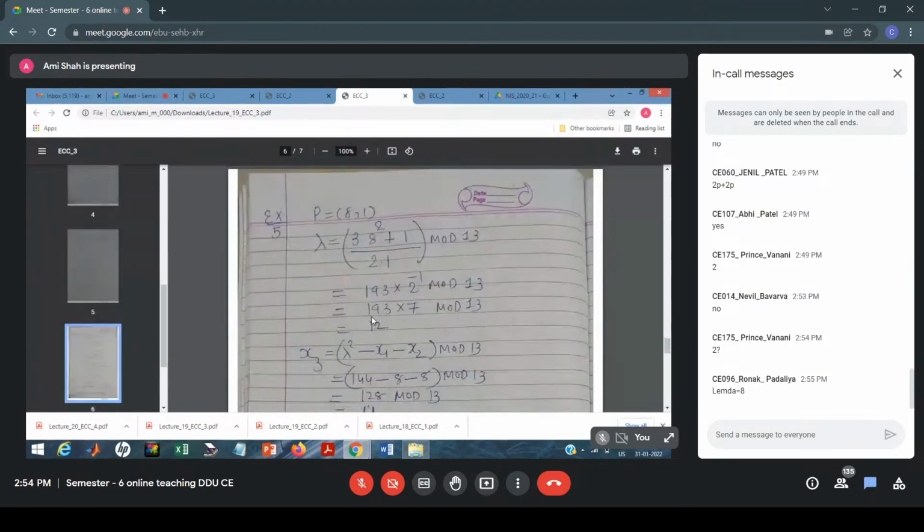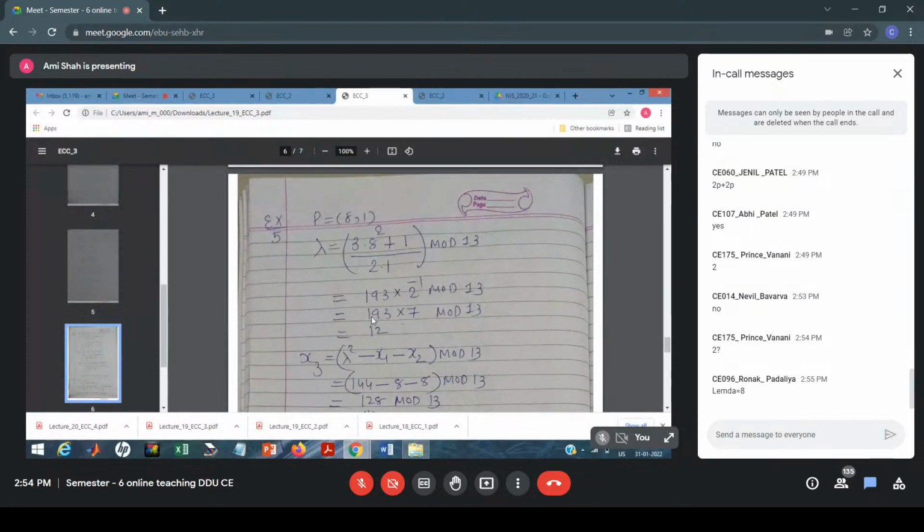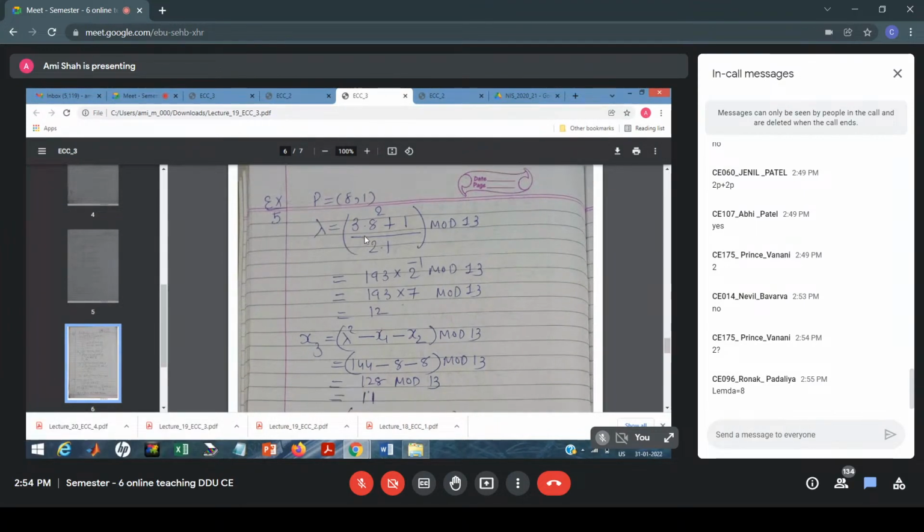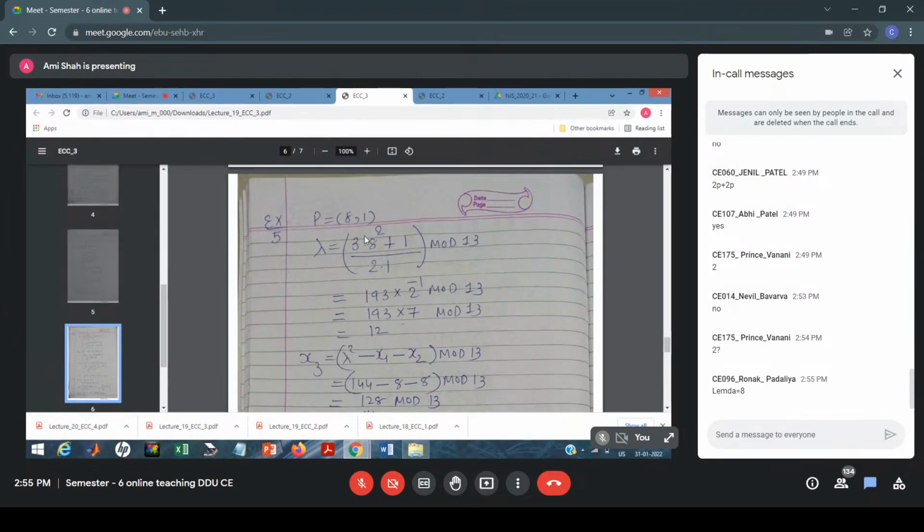Now what is example number 5? Here the same curve is used, but instead of the point p equals 1 comma 4, I am taking another point. Now the question is to calculate 3p. First of all, if you want to calculate 3p, you have to calculate 2p. So for this particular point, first you have to calculate 2p.